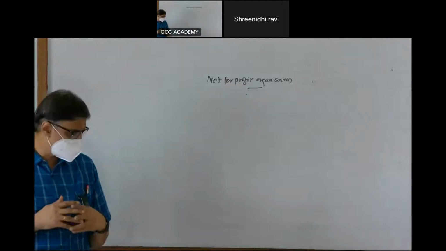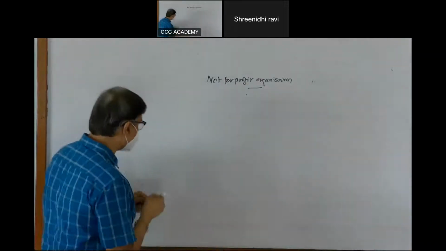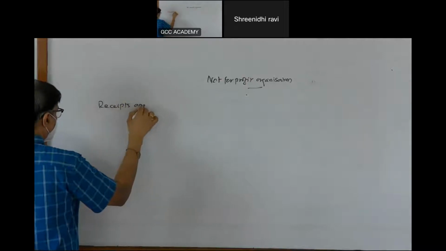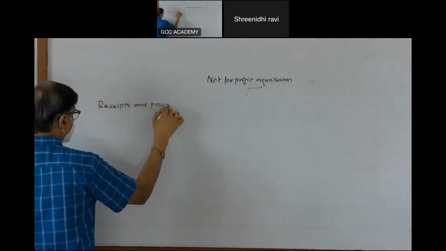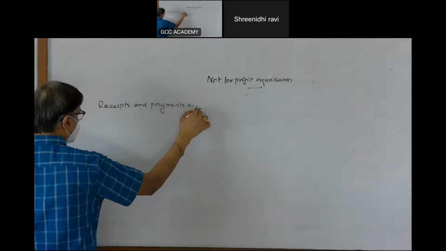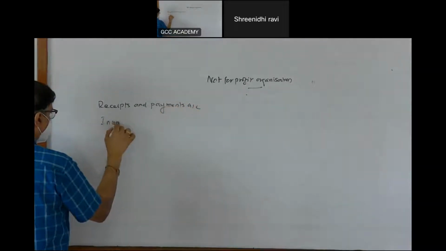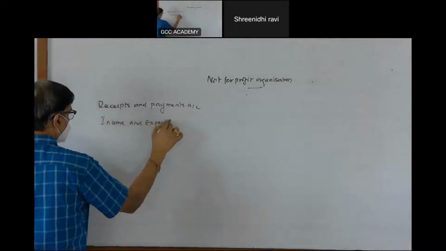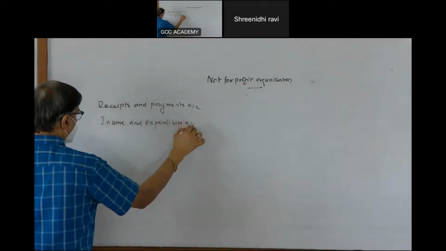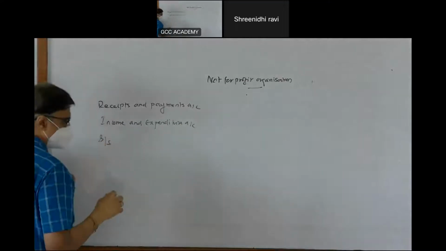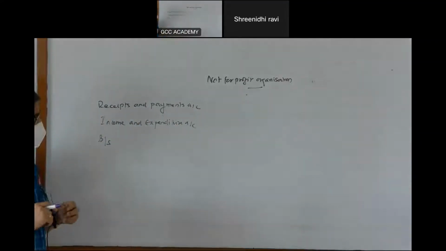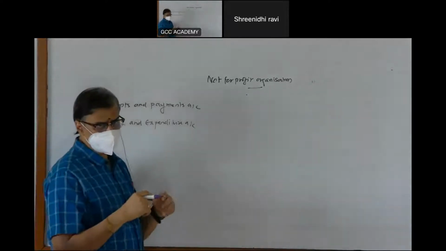Here, we are going to prepare something called receipts and payments account, income and expenditure account, and balance sheet. These are the three things which we prepare for NPOs. But first of all, let us take an example of an NPO.